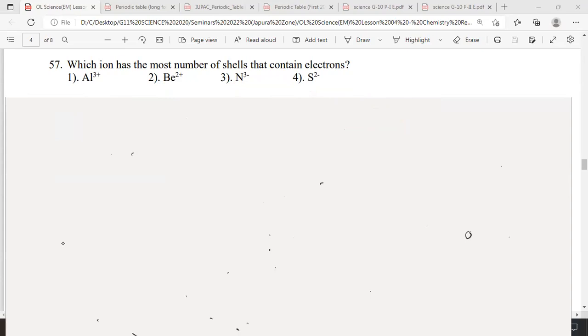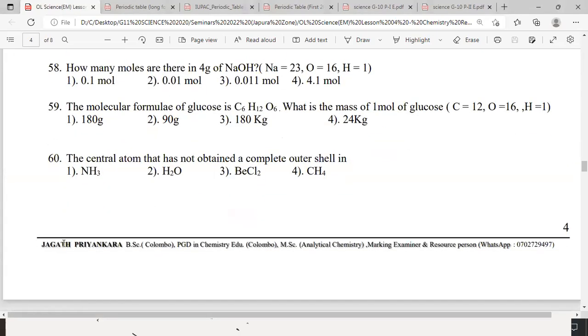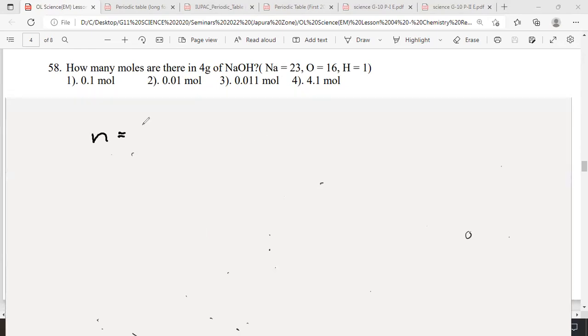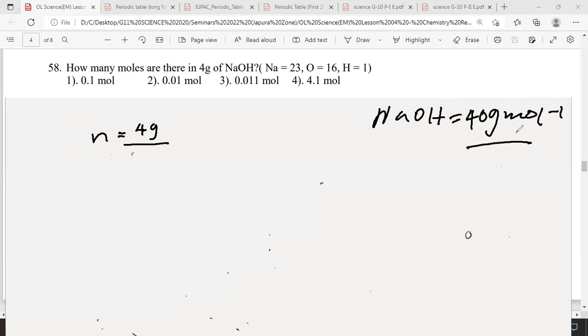Anyone else? Okay, right. Question number 58. How many moles are there? It's very easy. How to find the number of moles? Number of moles equals 4 grams divided by molar mass. What is the molar mass? Sodium hydroxide, total you get 40 grams per mole. Therefore, you have to divide this by 40. Grams cancel. Then you get 4 divided by 40, which means 1 over 10 moles.